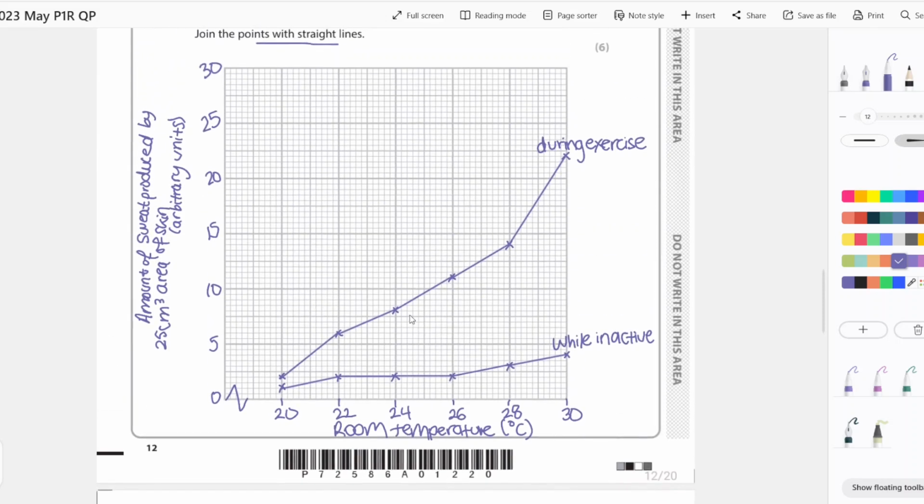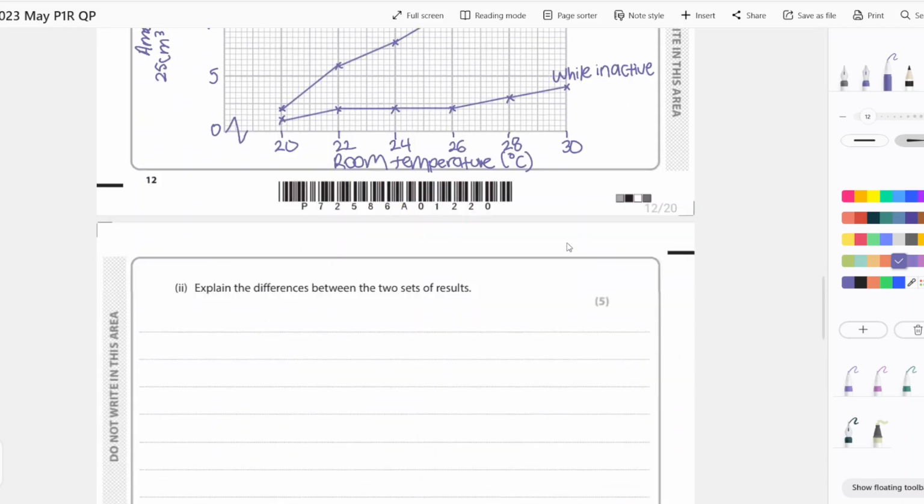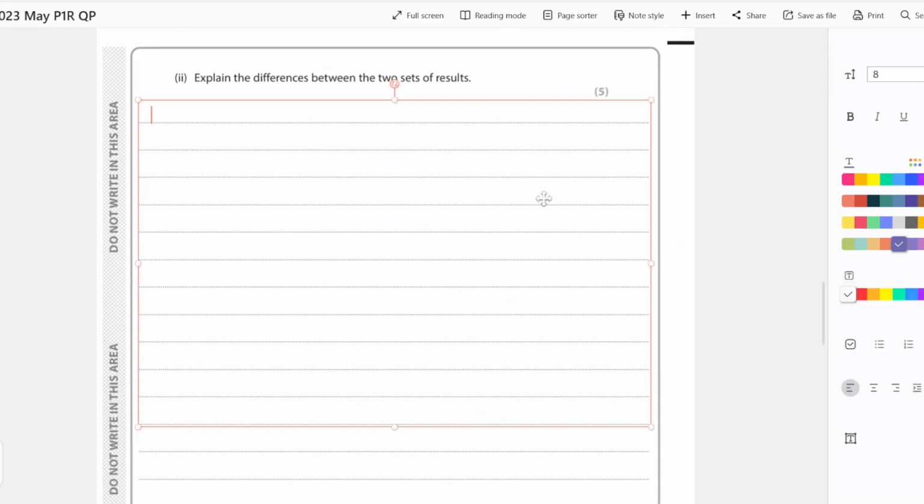All right, let's scroll back up here first. All right, so we can see from this trend that as the room temperature increases, the rate of sweat that is produced also increases as well, but it's a lot more prominent with the people that are exercising. And that's because our muscles are contracting. They require more energy. Energy releases heat, and we need to lose that heat, right? And one of the ways in which we can cool down and lose that heat is through sweating. All right, let me write this down.